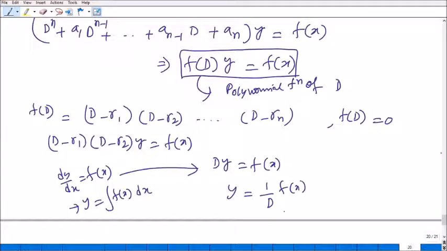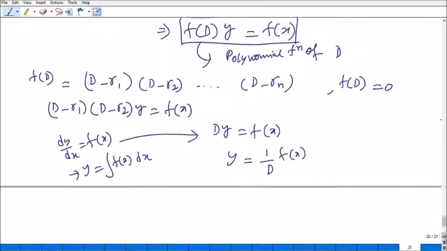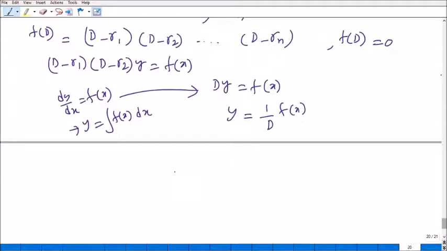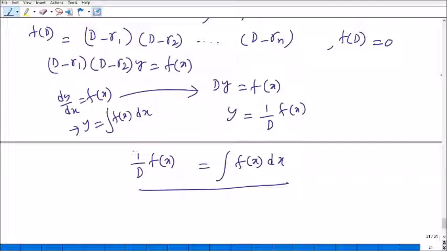So you see that the operator 1/D is represented by the integral. So this is equivalent: we can write (1/D) f(x), that means the integral of f(x) dx. So this is the method of solving the differential equation.